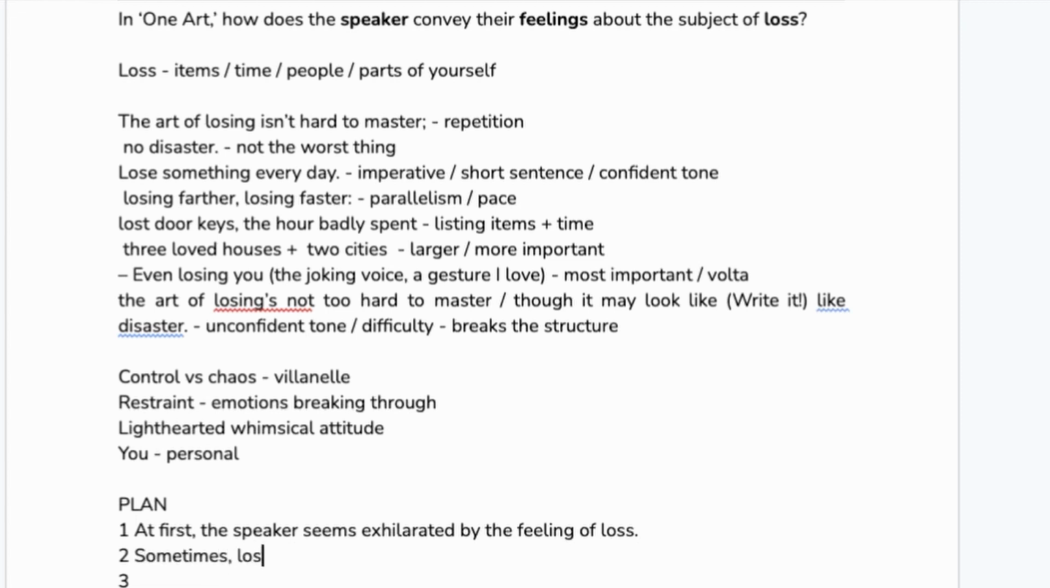Sometimes losing larger aspects of one's life can feel a little intense for her, or more difficult. So during the center of the poem, it gets more difficult.